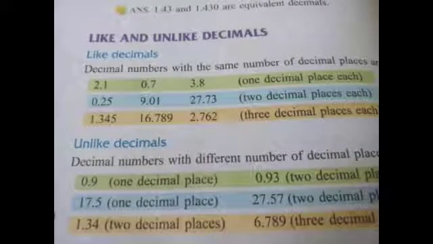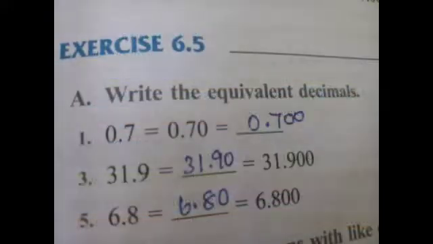Next topic is like and unlike decimals. So when we compare the equivalent numbers, we can get like or unlike decimals. Look at the place values of the number after the decimal point. If it is the 10th place, 100th place or 1000th place, if all the numbers are equal in place, it will be like decimals. Otherwise, it is unlike decimals.